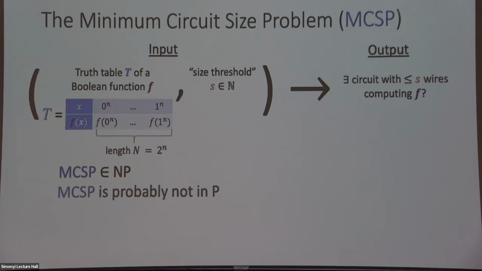What's not so easy to see is that this problem is probably not NP. It turns out that if all this good cryptographic stuff like one-way functions and pseudorandom generators exists, you can show that MCSP is not NP. So we know that it's in NP, and it's probably not NP-hard.